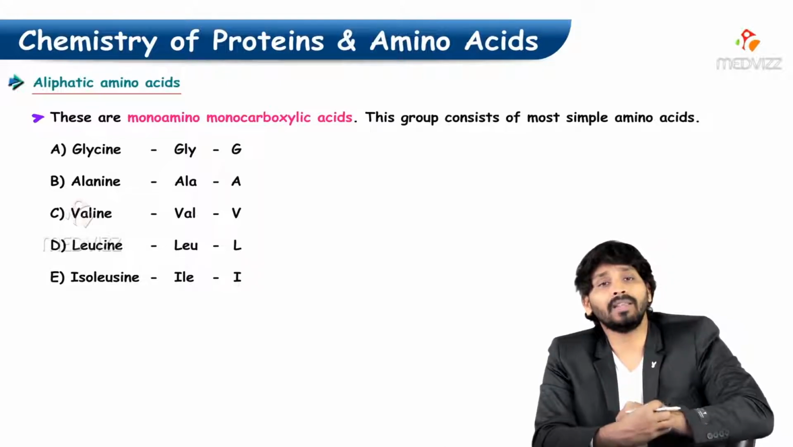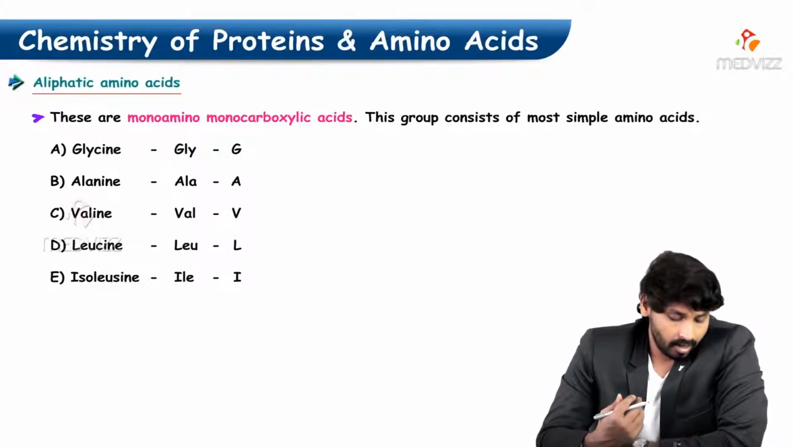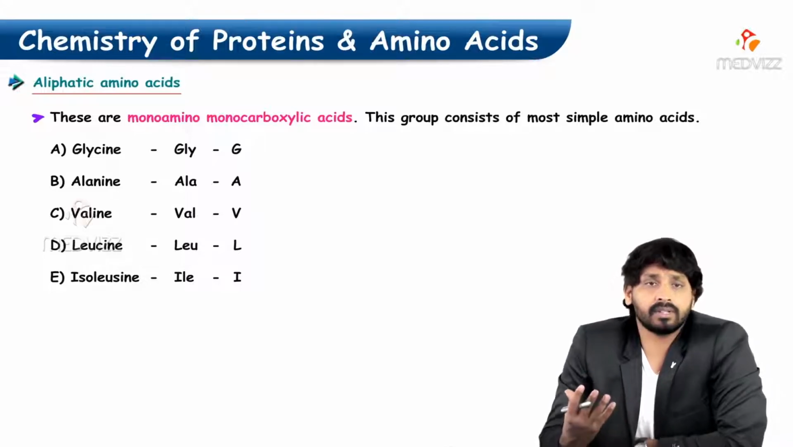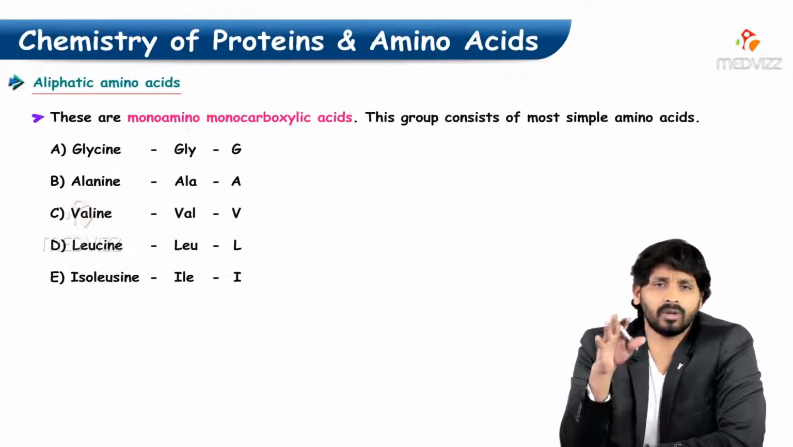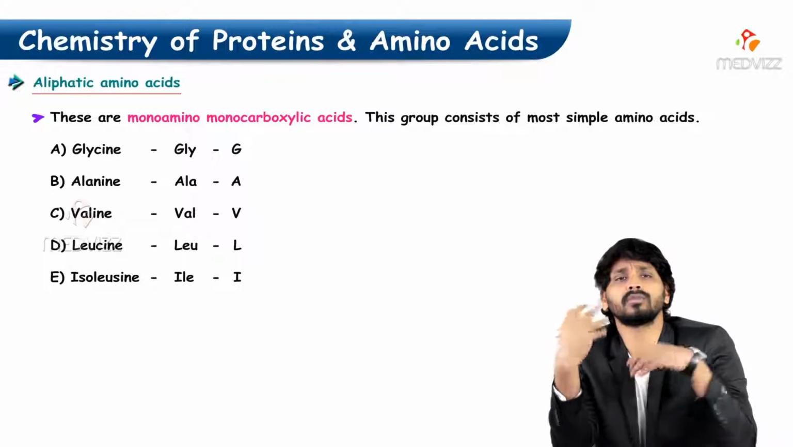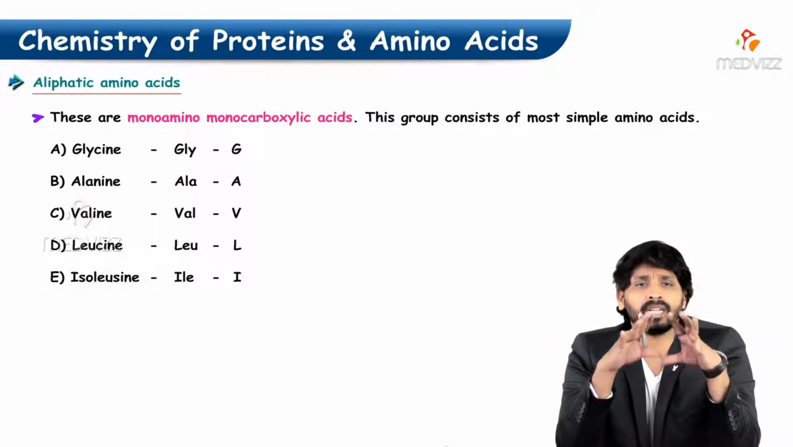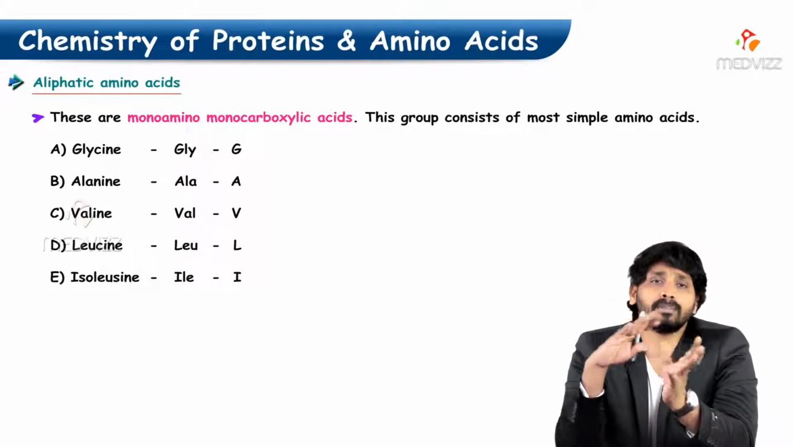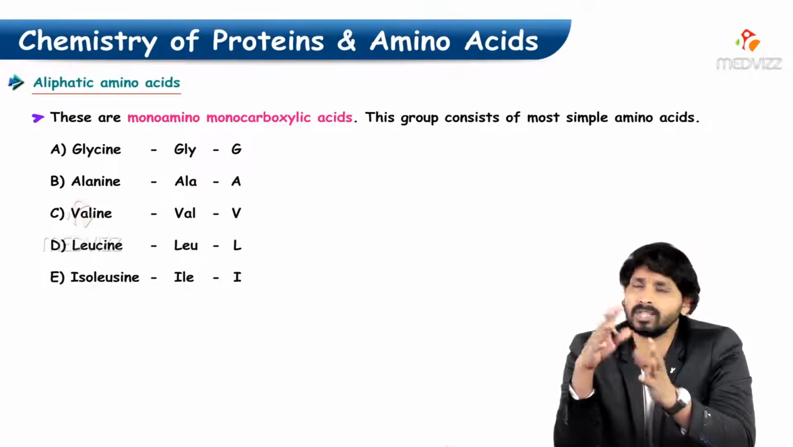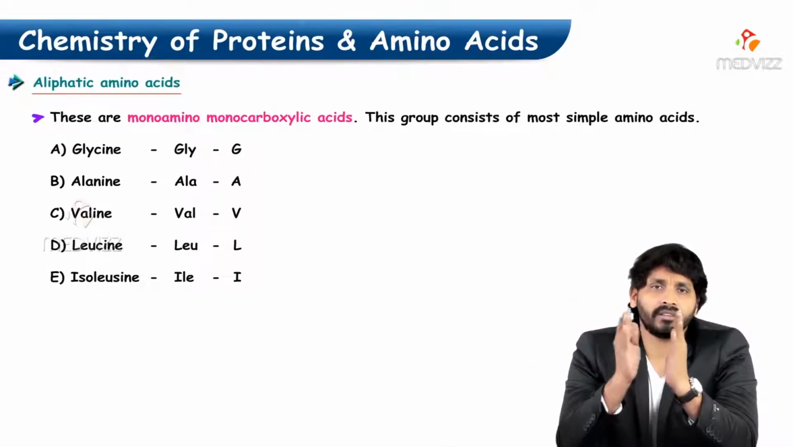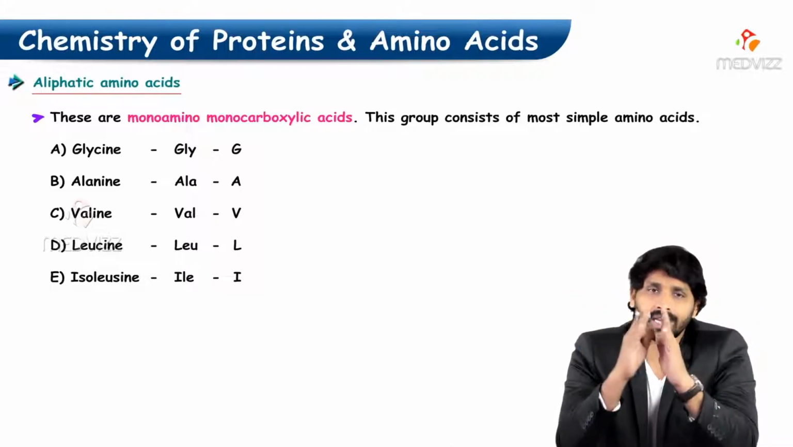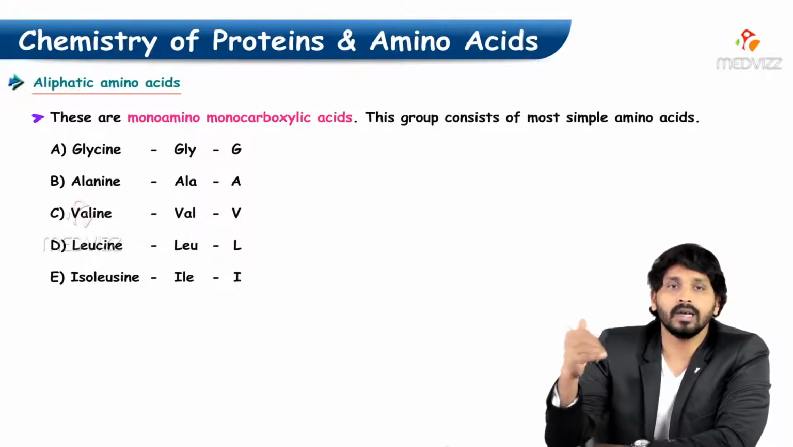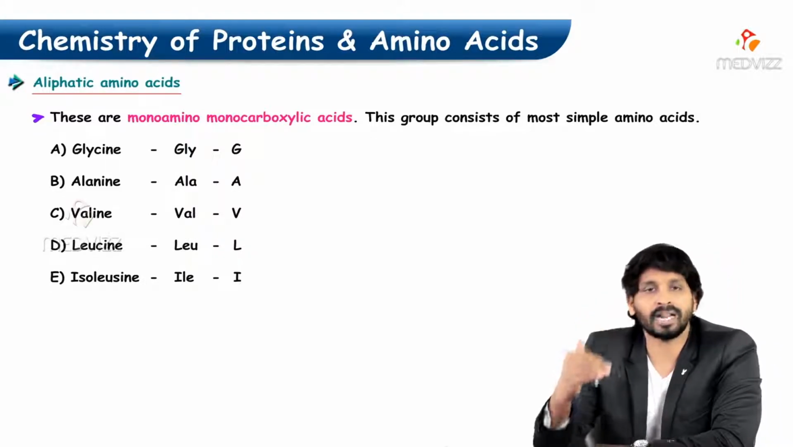So first, coming to aliphatic amino acids, there are 5 examples I can give. Aliphatic means they have a straight chain. A few textbooks mention only 2 as aliphatic amino acids, and the rest of the 3 they mention as branched chain amino acids. Branches, you know, like a tree. If you take a tree, it has branches. Same like that, the functional group is branched in the case of branched amino acids.